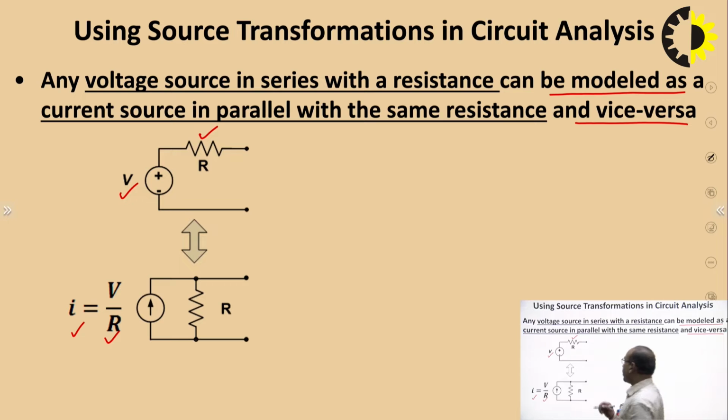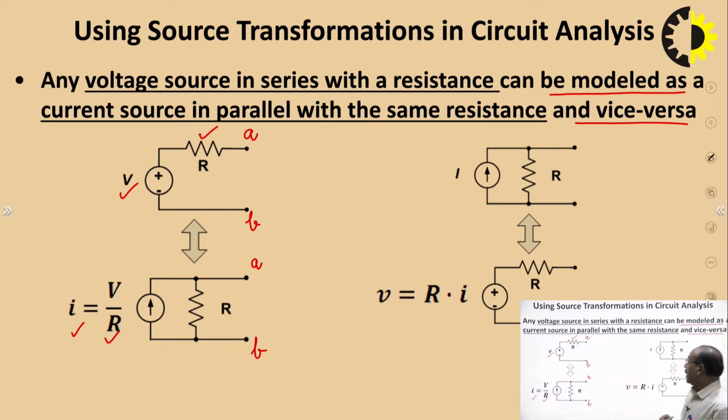Another important point, suppose these terminals are A and B across which this voltage source is connected. Then when we are converting it to the equivalent current source, this current source will also be connected across the same terminals A and B. That is the important point during conversion.